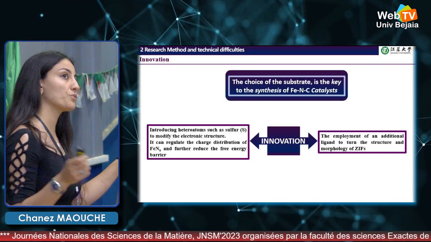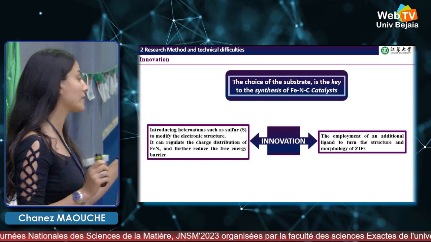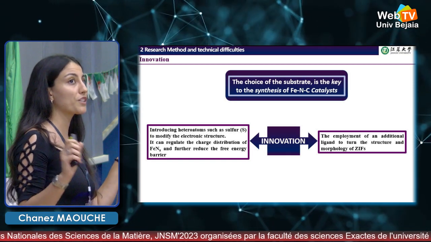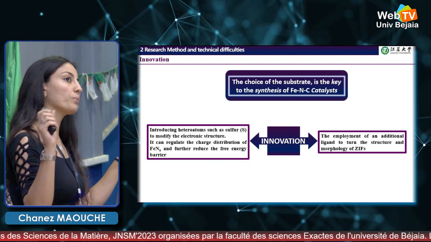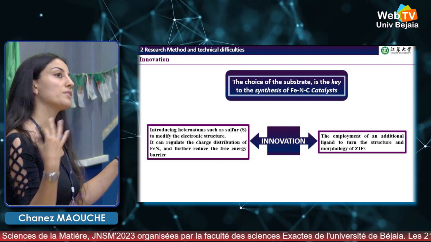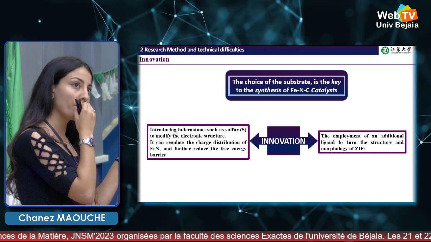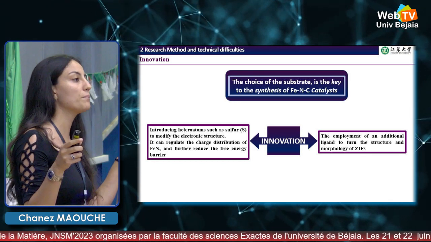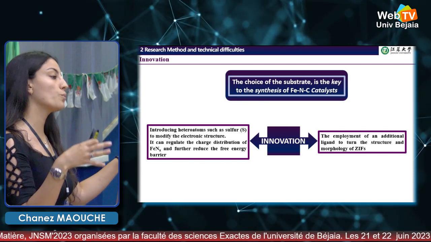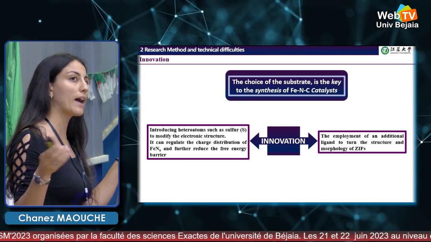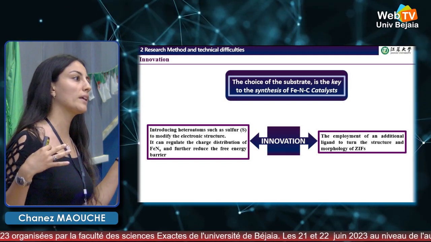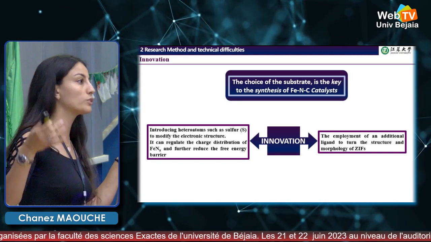So the innovation of this work for the fabrication of iron nitrogen carbon is the introduction of a sulfur source to modify the electronic structure, and as well the employment of an additional ligand in the ZIF structure. I want to emphasize that this work has never been reported before, as there is some work that reports the use of ZIF doped with sulfur, but no one has reported yet the heterodoping in ZIF derived from dual ligand.